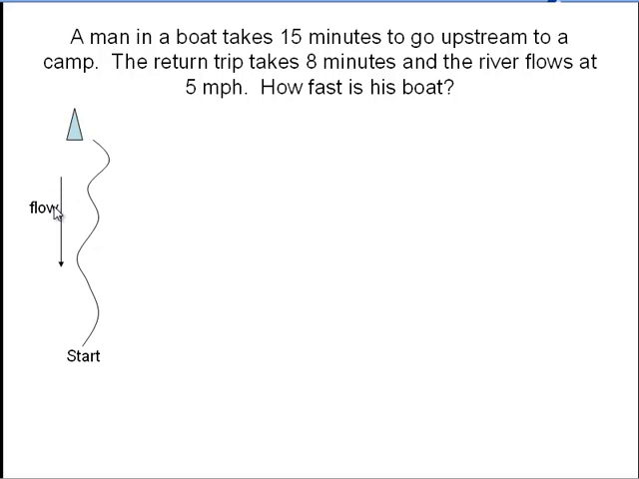and the river is flowing down, so he paddles up river, gets to the camp, and it takes him 15 minutes. Then he turns around and comes back going down river, so the flow of the river speeds him up and it only takes him 8 minutes. So we know that the distance going up, starting and going up to the camp, has to equal the distance going down from the camp back down. The distance doesn't get any shorter, he just goes faster.